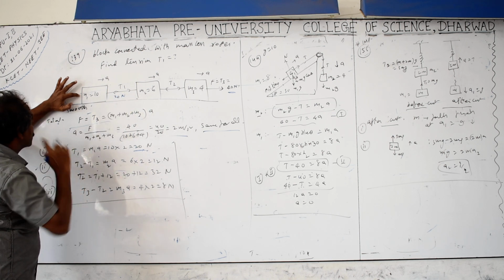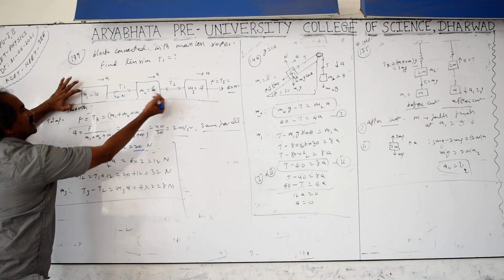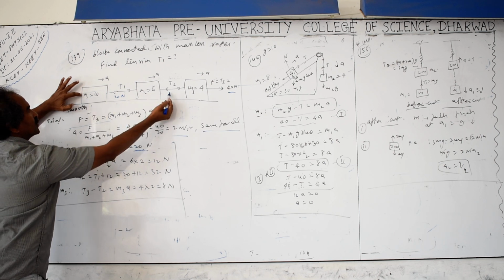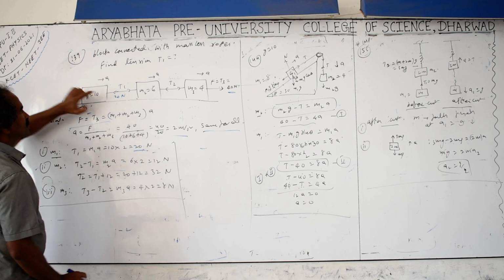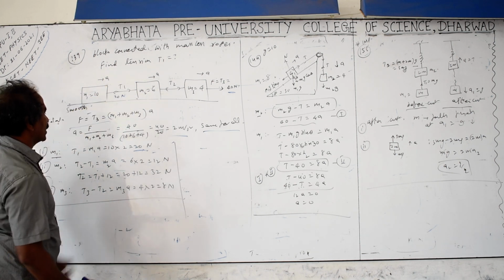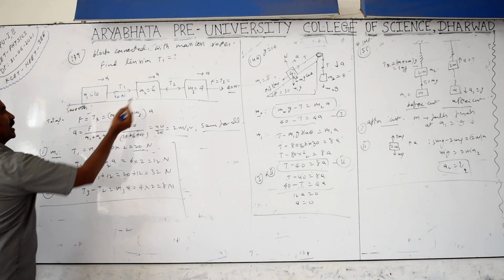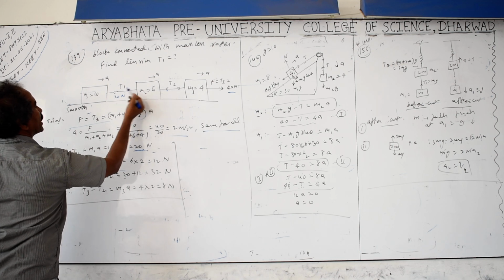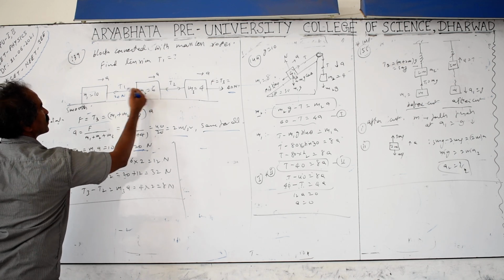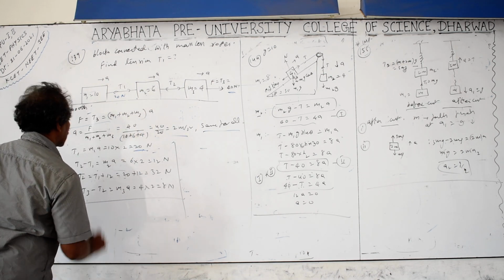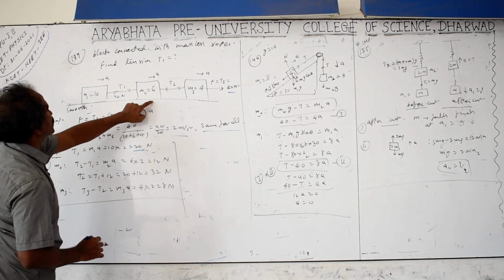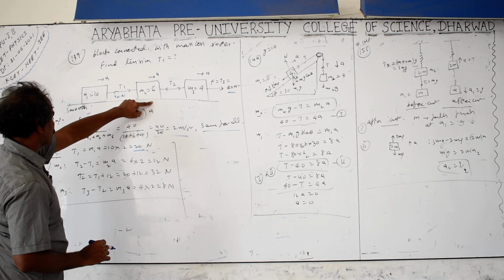Next, what is the tension T2? For the second block, T2 is pulling both m2 and m1. So we can take T2 equal to m1 plus m2, into A. But we can also take it as T2 minus T1, since T2 is more than T1. T2 minus T1 is equal to m2A. Or we can take T2 equal to m1 plus m2 into A.